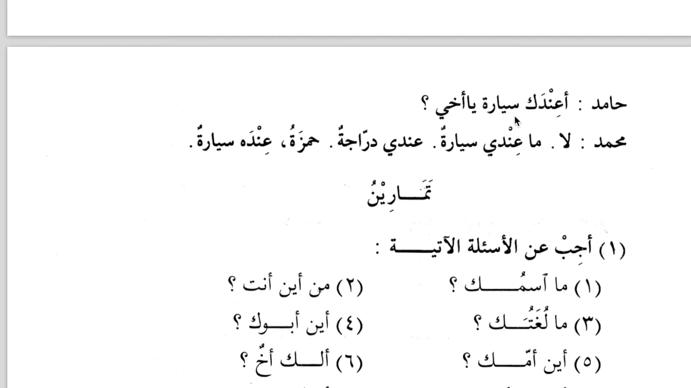حامد. أعندك سيارة يا أخي؟ See, now we're saying عندك not لك. Why? Because السيارة obviously is separable from you. أعندك سيارة يا أخي؟ لا ما عندي سيارة، عندي دراجة. حمزة عنده سيارة. So Hamza has a car.